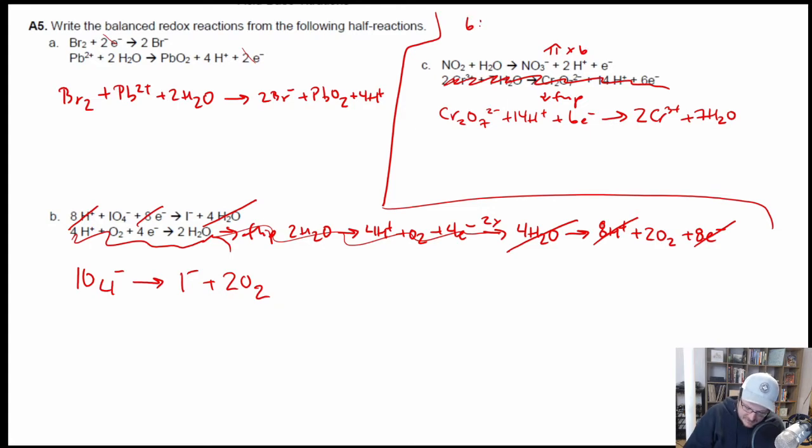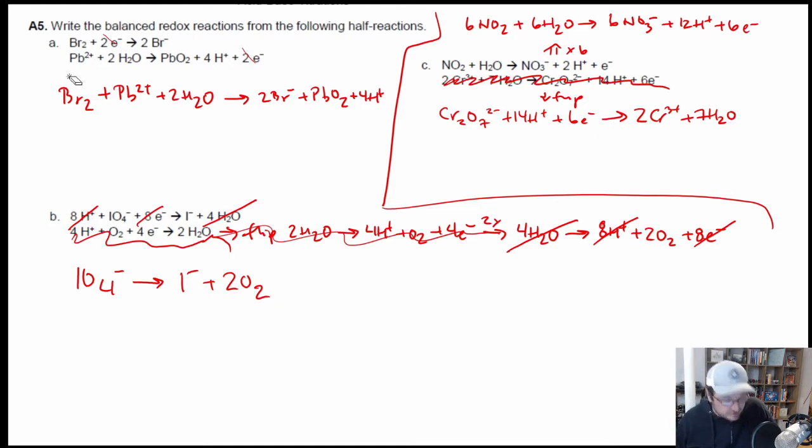So we get 6 NO2 plus 6 H2O yields 6 NO3- plus 12 H+ plus 6 electrons. In this case, let's see, A5. Let me just also double check that I didn't mess up on the key, and that's why people voted on this. 2H2O, 2Br- plus PbO2 plus 4H+. Yep, that matches. All right. Right, yep, so all that matches right there.